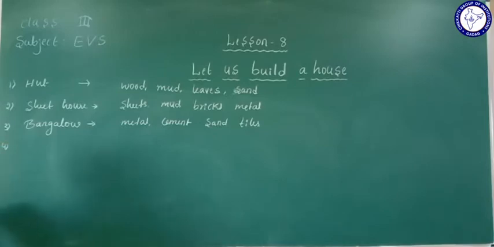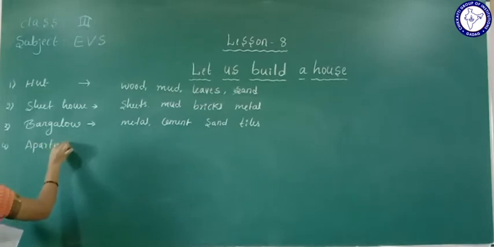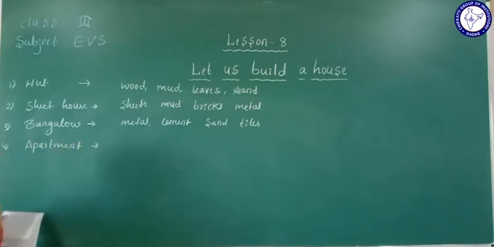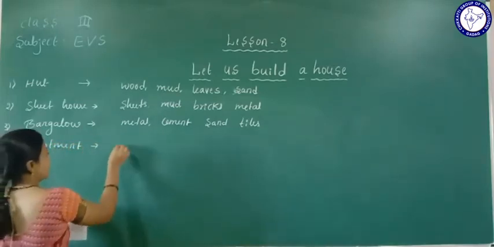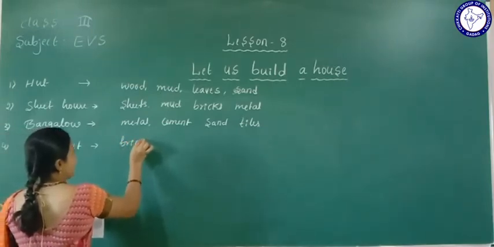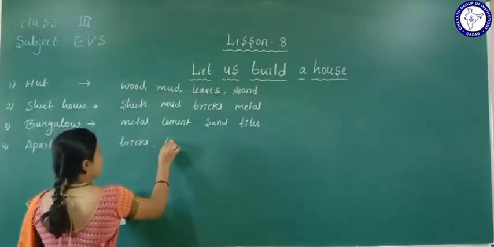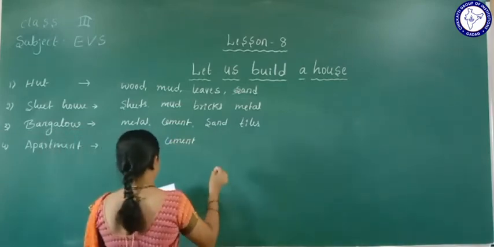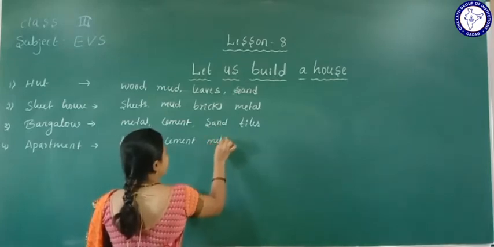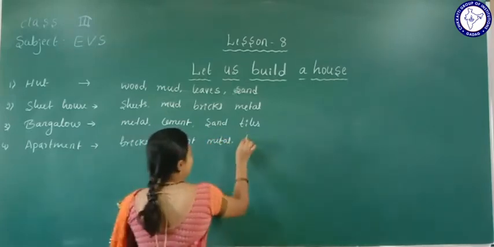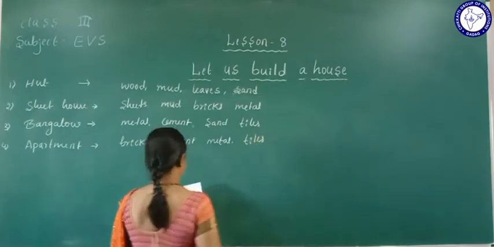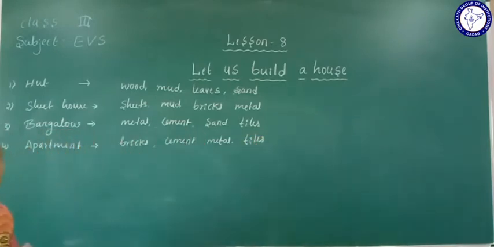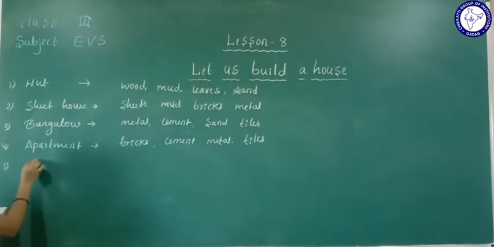Next one, the apartment. To build apartments we use the materials bricks, cement, metal and tiles. So these are all the materials used to build the apartment. Next one, the tent.